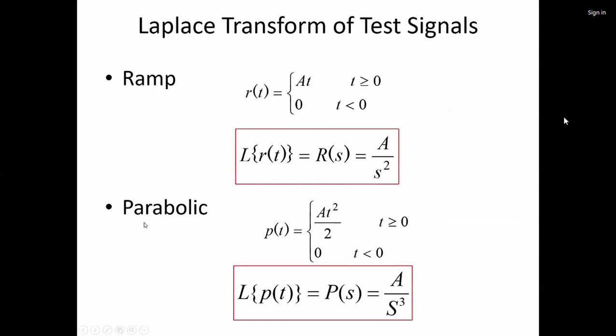Similarly, if you go to a parabolic signal, the parabolic signal is represented as A t square by 2 when time t is greater than or equal to 0, and it is 0 elsewhere. So if you take a Laplace transform of this parabolic function, if you do a Laplace transform of t square by 2, you actually get 1 over s cube. So that is A over s cube. It is important to know how this signal would look in the frequency domain going from the time domain.